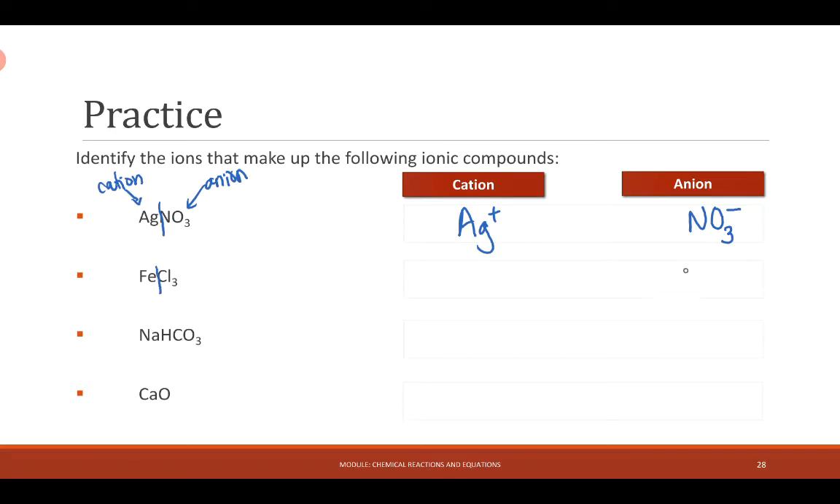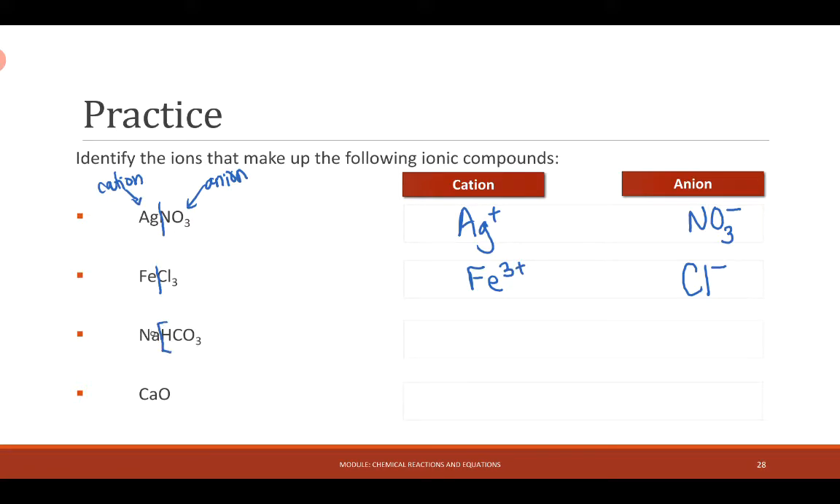For our second compound, our anion is chlorine, and our cation is iron. We have 3 chlorines. Chlorines are in the halogen group, which is a -1 charge. Since we have 3 chlorines and only 1 iron, that means our iron has to be a +3 charge to balance out.